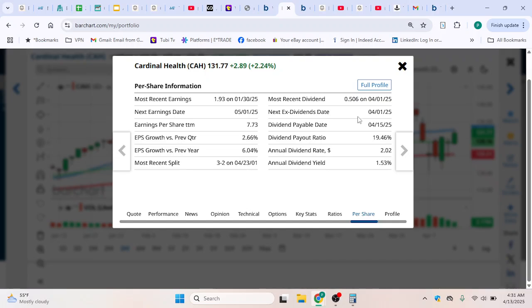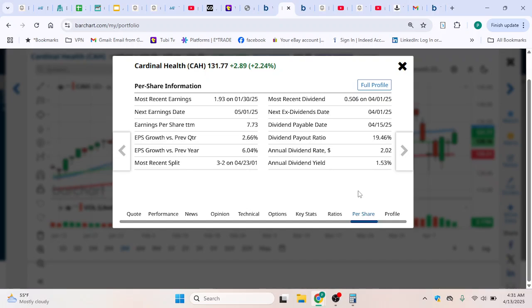But they do pay a small dividend. They pay almost 19.5% of their earnings back to investors. I would say that's a fair number. So they're not giving everything back to investors, which means they should be reinvesting in the company. And they have a 1.5% dividend yield. So this is not a crazy high yield, but it does have some yield to it.